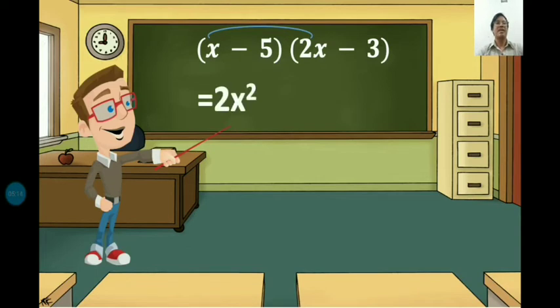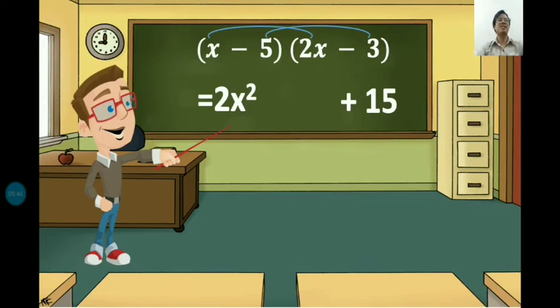positive 2x squared. Before we proceed to the outer term and the inner term, let us solve first the last term. The last term is negative 5 for the first factor and negative 3 for the second factor. So what is the product? Negative 5 times negative 3. The answer is positive 15. Now, let us proceed to the outer term and the inner term.